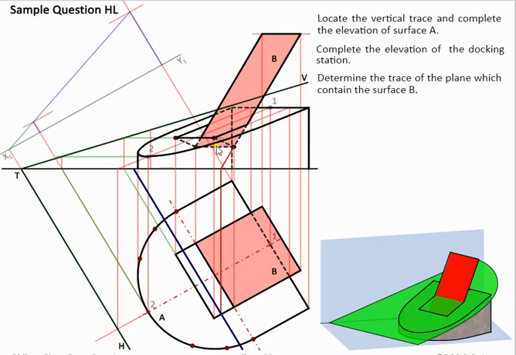And again, remembering this line here is horizontal, that means our horizontal trace is going to be parallel to it. So if your line is horizontal in elevation, whatever angle it's at in plan, the horizontal trace is going to be parallel to it. Now next thing is to bring up one of the points that's on this surface and then find the vertical trace. So this here is our vertical trace drawn in.